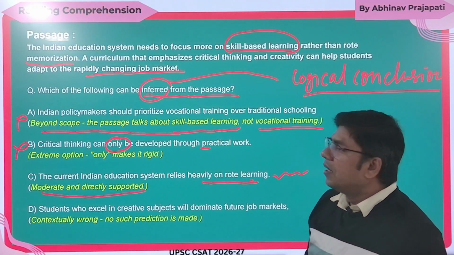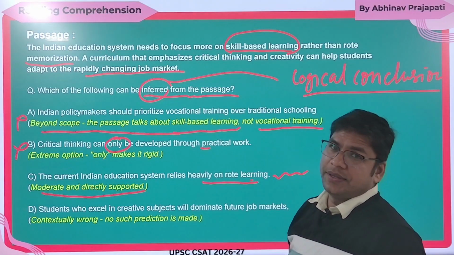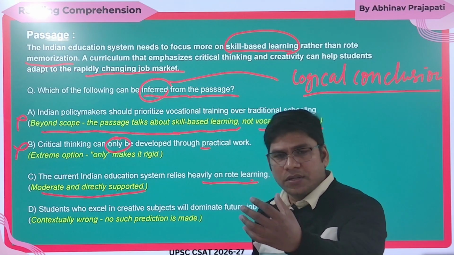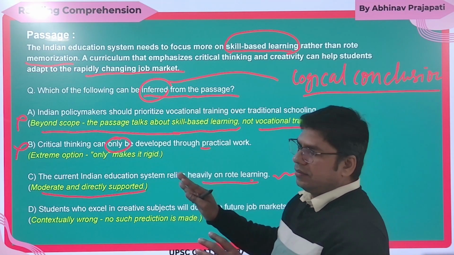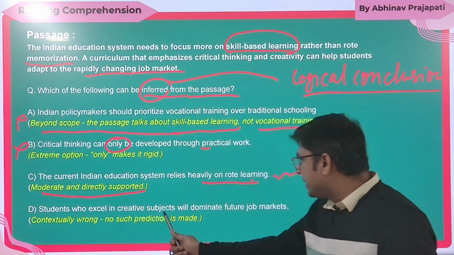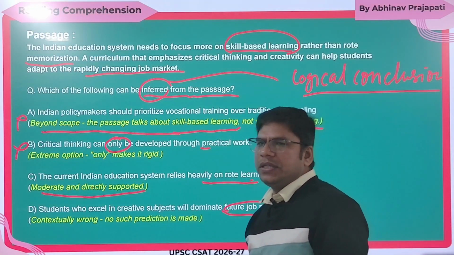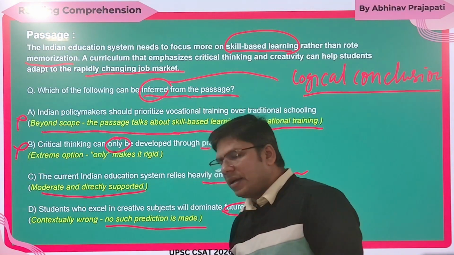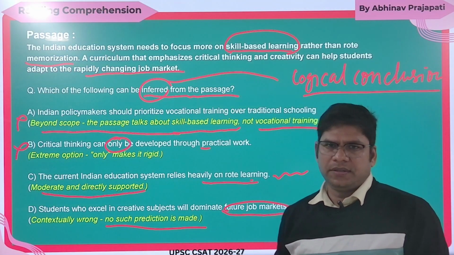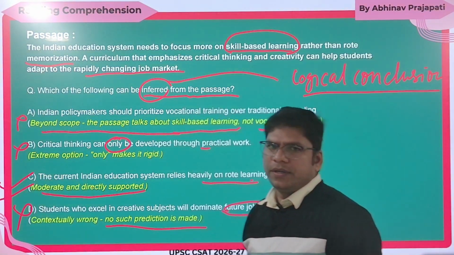It is supported by the passage, but not directly given in the passage. We should draw the conclusion based on the idea that has been discussed in the passage. Now, a student who excels in creative subjects will dominate in the future job market. This is contextually wrong. No such claim has been made by the author in the passage, so we should avoid it. So your correct answer is option C. C is the right answer.